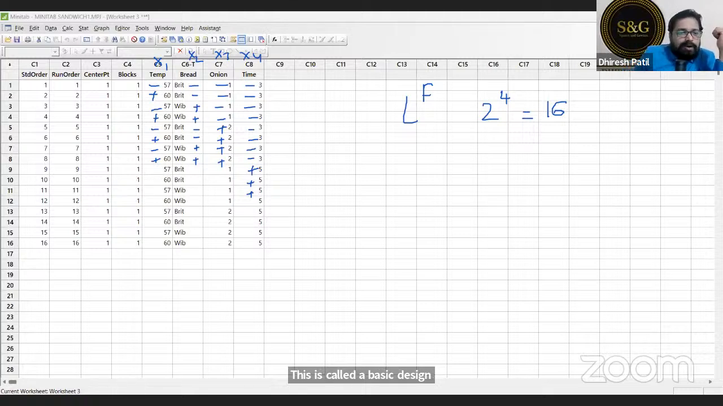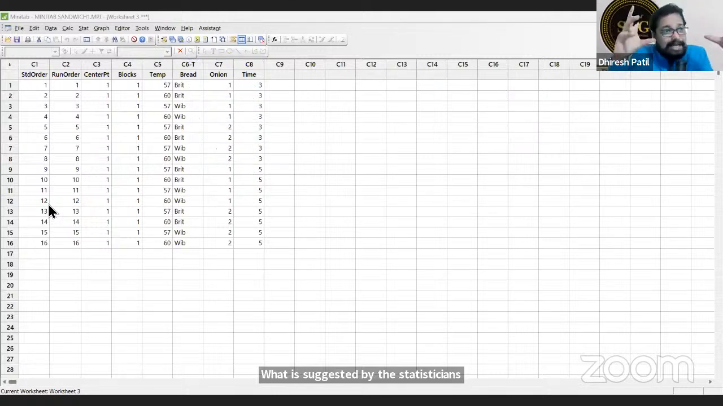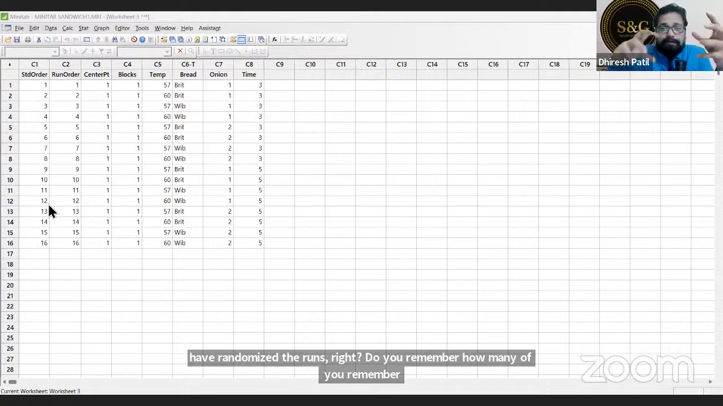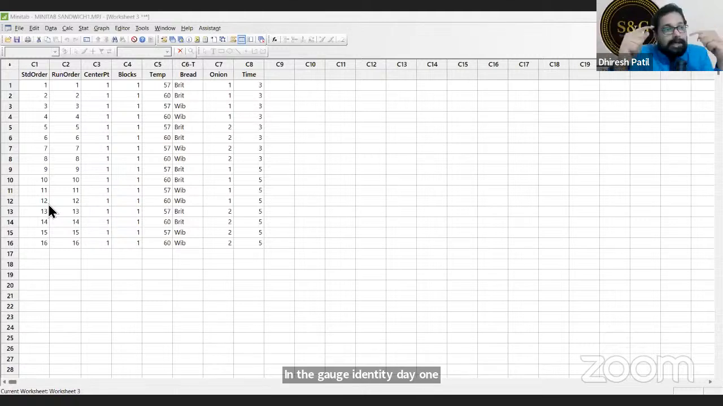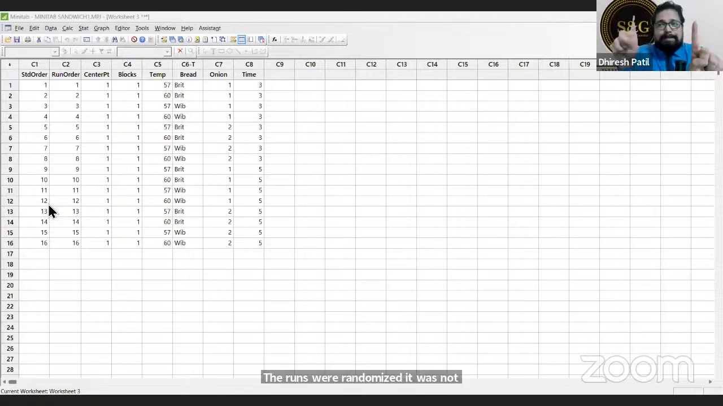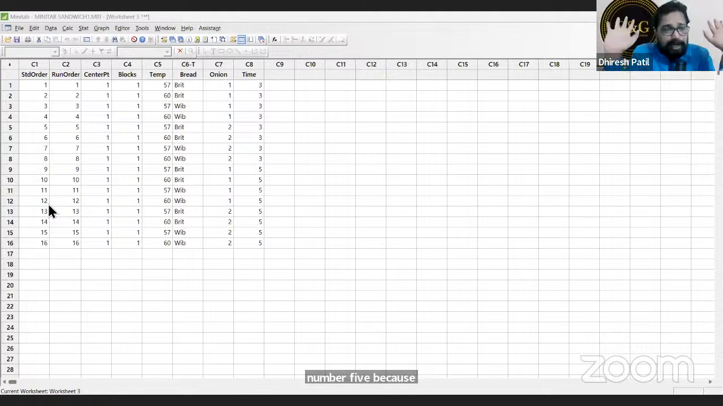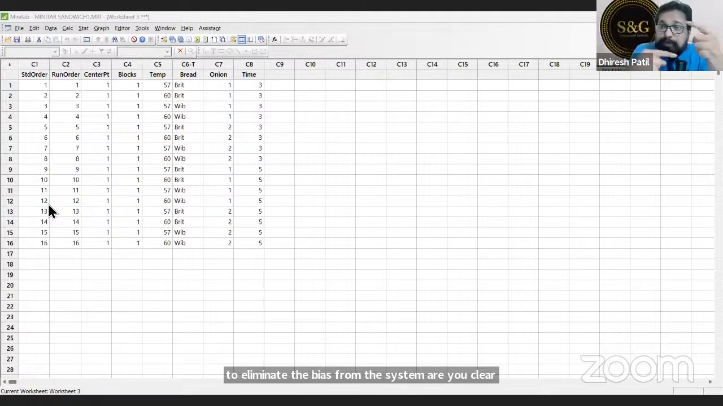Now, what is suggested by the statisticians is, yesterday also in the gauge R&R, we randomized the runs, right? Do you remember, in the gauge R&R on day 1, when we did the study, the runs were randomized. It was not sample number 1, sample number 2, sample number 3. We always randomized it. Sample number 1, then sample number 4, then sample number 5, to eliminate the bias from the system. Are you clear? So we have to randomize it.